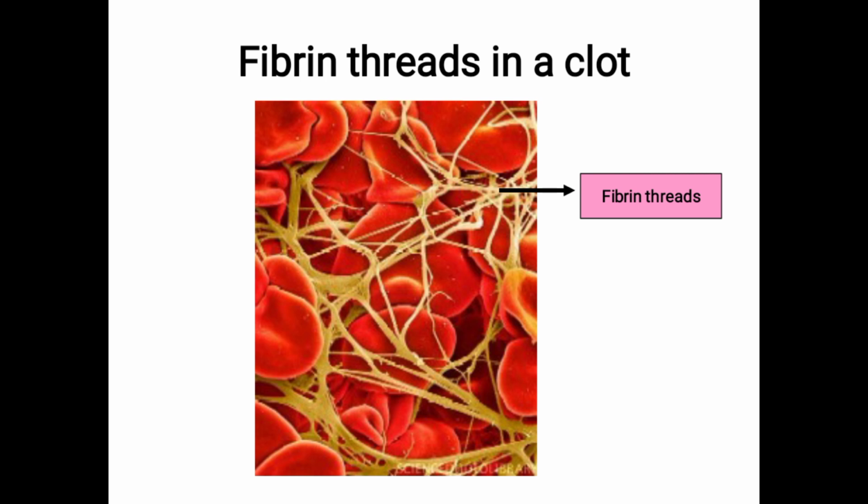So this is how the fibrin threads form in a clot. Okay, so this is a fibrin thread, and these are the RBC cells. So it will prevent further bleeding.